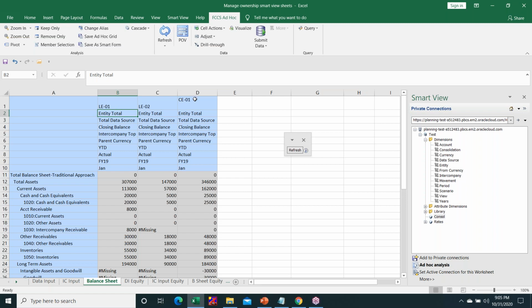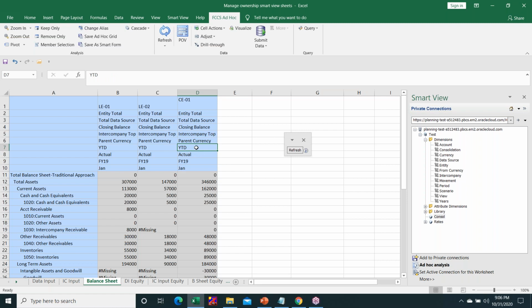You see that we have the consolidated entity. This entity total is my member of the consolidation dimension. The total data source is my member of the data source. The movement member is the closing balance. I am looking at the consolidated number at the intercompany top. You will only find the number at the consolidated level in the parent currency, whatever the parent currency of the holding company is.